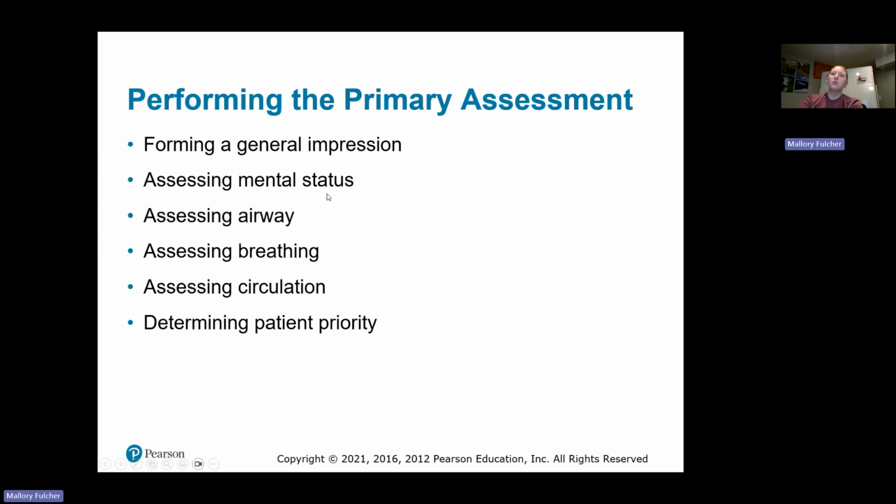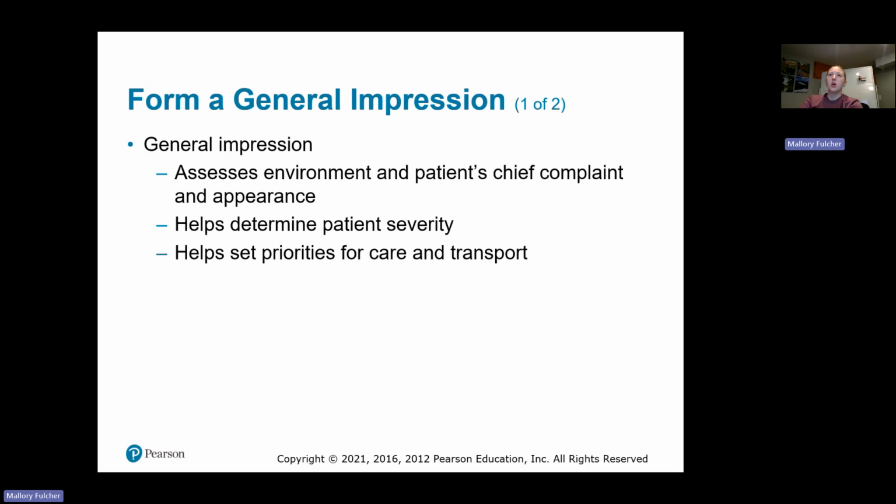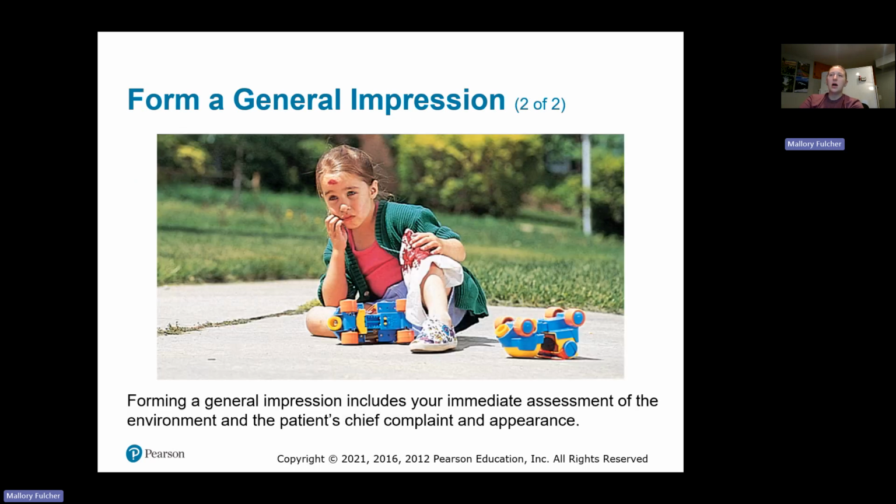So here we've got the general impression, chief complaint, level of responsiveness, airway, breathing, circulation, and determining priority. So the general impression: sick or not sick. So we're looking at this patient. Somebody called us to a local park. We've got a patient. This is what we see. So again, pause the video if you need to, or we'll just keep going here.